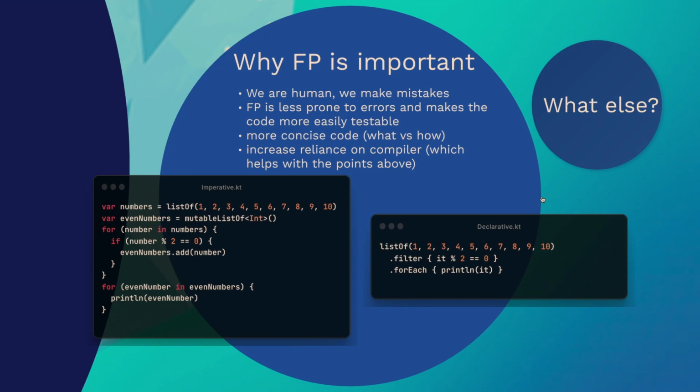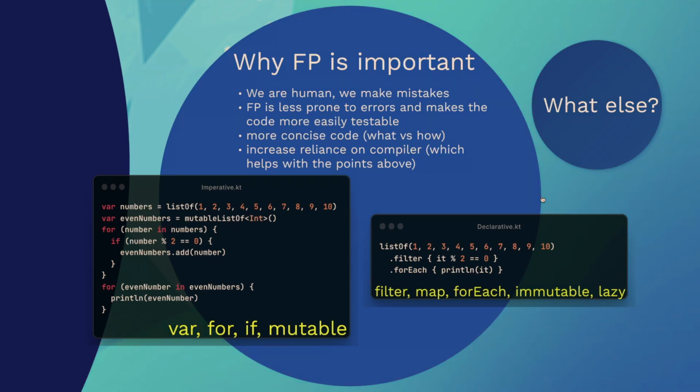Why do we want functional programming? Well, because we're human, we make mistakes, and functional programming helps us make our code more testable and make fewer mistakes. Here we have two examples of code that do exactly the same thing in Kotlin. On the left side, there is a more imperative approach, and on the right side a more declarative style approach. And as we can see, the left part is characterized by keywords like var, for, if, and mutable sets, mutable lists. Whereas when we talk about declarative or functional code, we often talk about filter, map, forEach, immutable, and laziness. So it's easy to spot that the code on the right is way more maintainable.